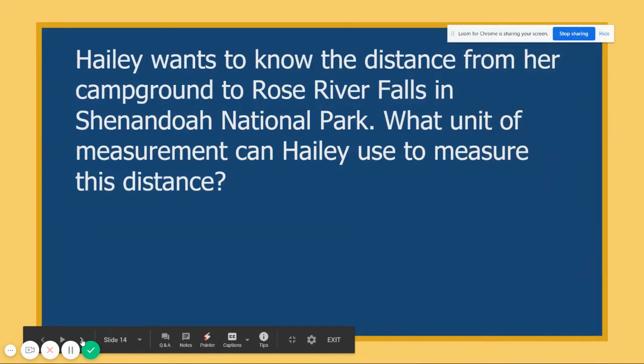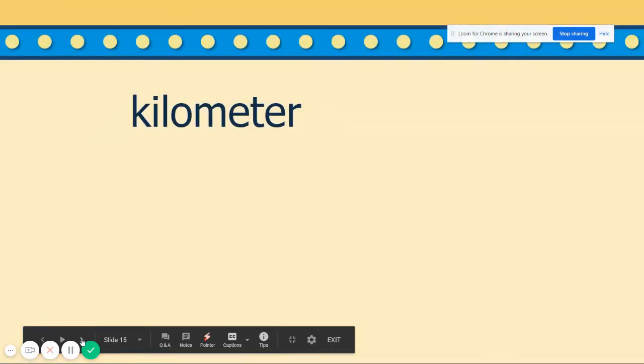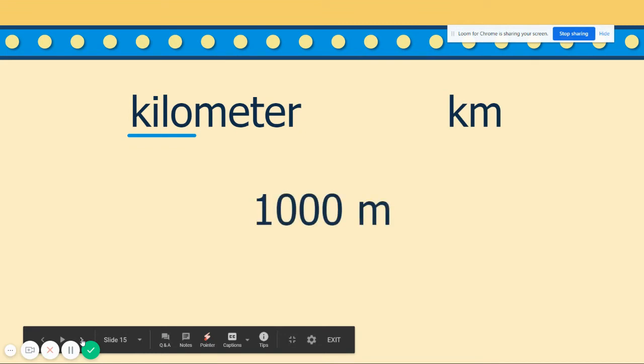Now we're going to go into kilometers for a little bit. I just want to explain to you that a kilometer is measured with a km, and a kilometer is equal to 1,000 meters. So this is where the unit of the metric system is different. We do not use whole numbers. In our unit, we understood that 3 feet equals 1 yard. And as a kilometer, we understand that this is 1,000.